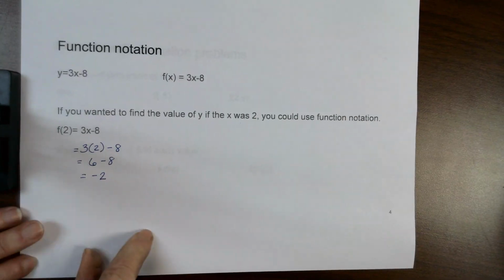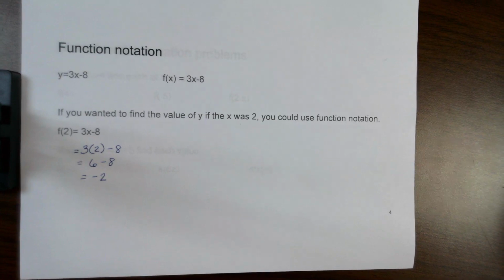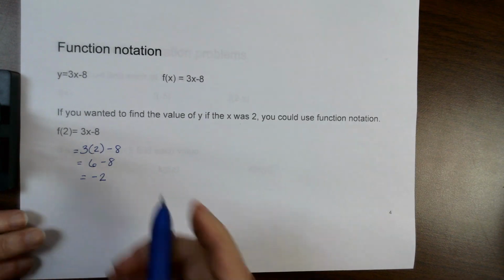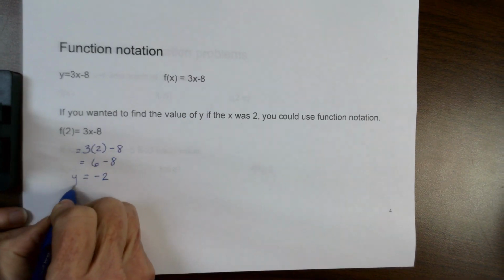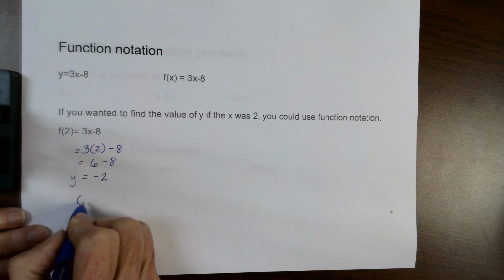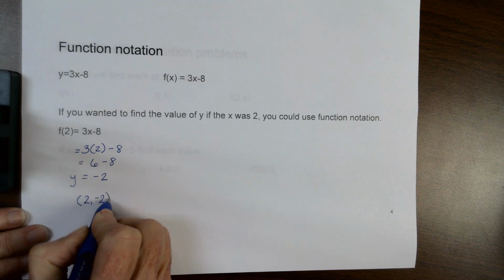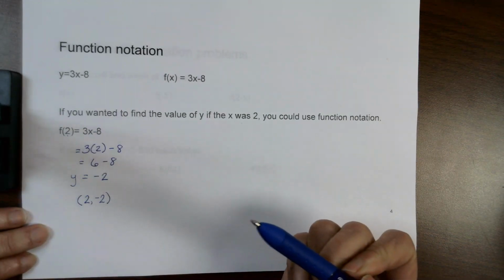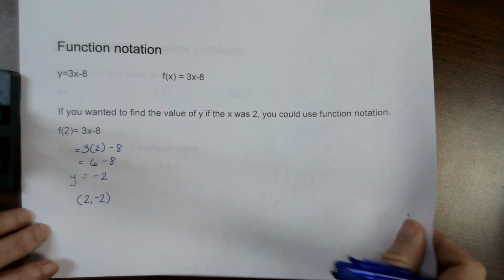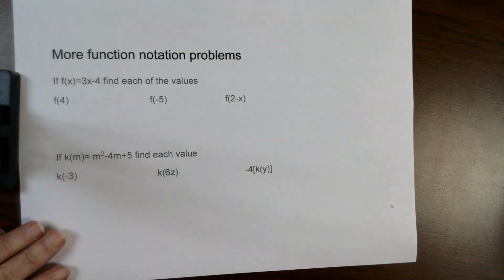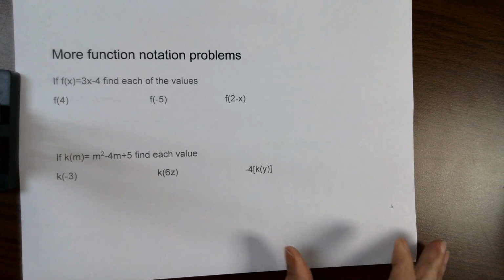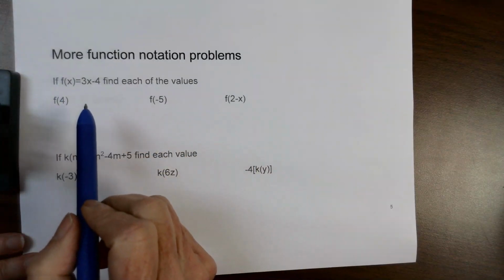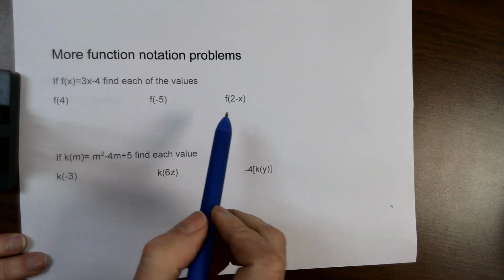It's like what we were doing on the tables earlier. We put the value of x in and solve for the y. So here we find that the y is -2, so we would have an ordered pair of (2, -2). It told me what the x needed to be. They're not always numbers, sometimes there are letters, so let's practice some of those. If f of x is 3x minus 4, find each of the values.